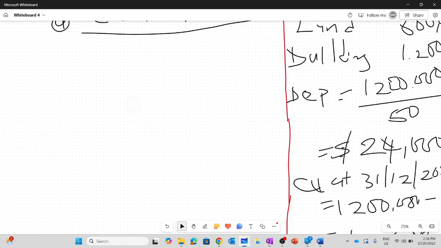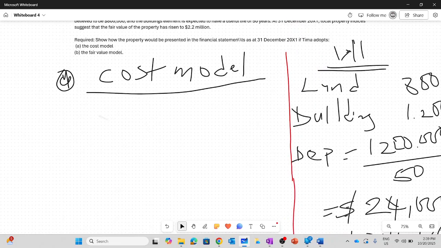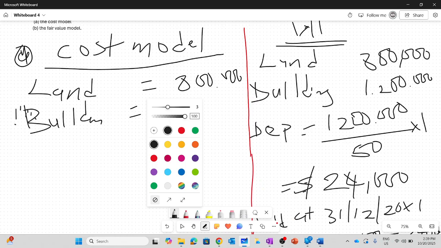So now, using the cost model, the value that will be shown in the statement of financial position for land equals 800,000, and the building will equal 1,176,000.